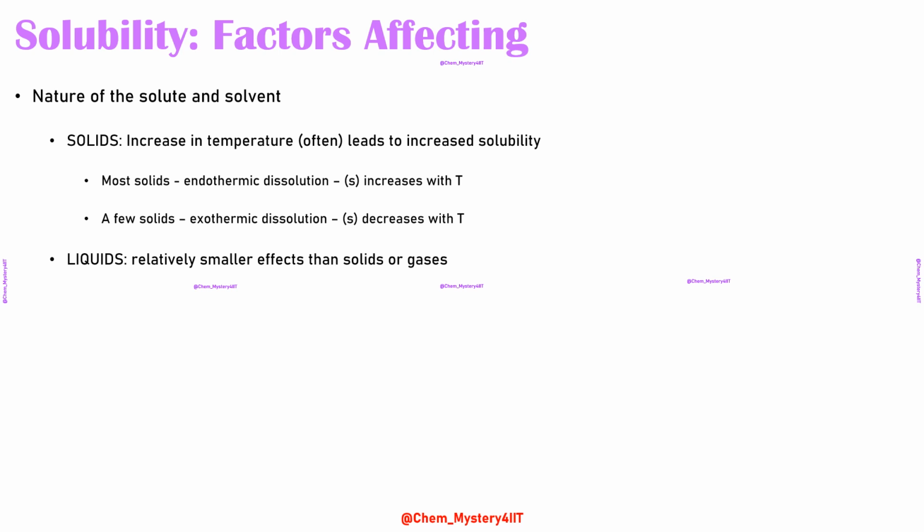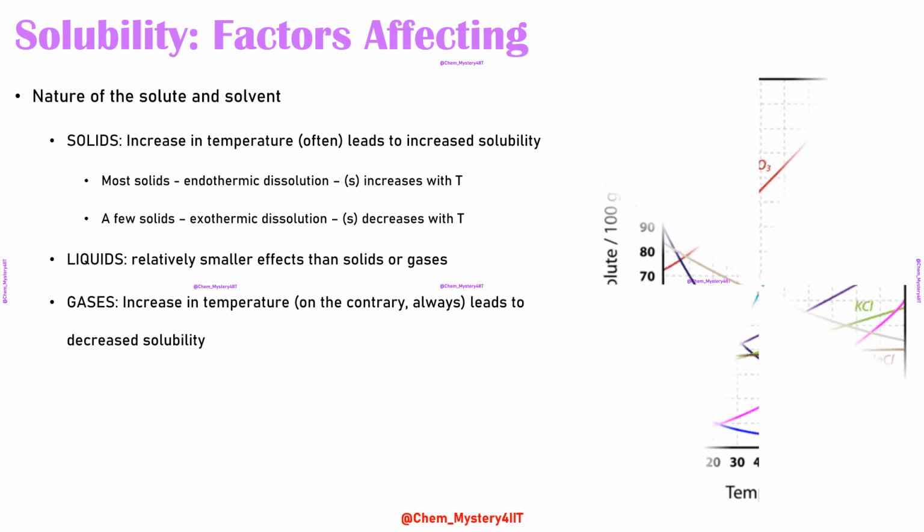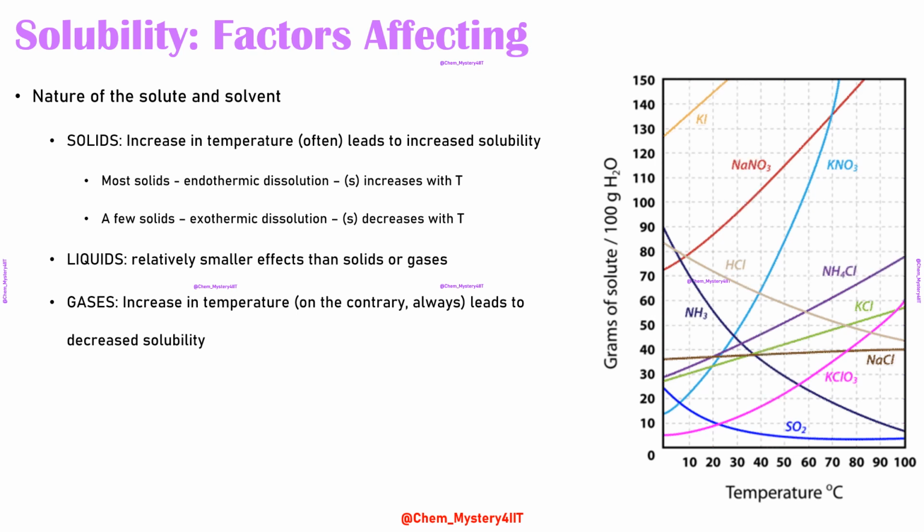In liquids, we usually find smaller effects than in solids or gases. Their attractive forces do not change by that much of a magnitude. For gases, an increase in temperature always leads to a decrease in solubility. Here we have in this curve some of the solids, liquids, and gases. Have a look at sulfur dioxide. Solubility is decreasing as temperature is increased. NaCl shows very little change, as we talked about earlier. For most of the other solid compounds, solubility is increasing as temperature is increased.